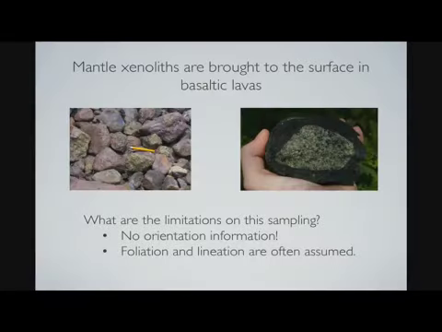Another way that we can look at samples, and so the limitation on looking at xenoliths, because xenoliths probably give us the best distribution spatially, in that there are a lot of places where you're getting xenoliths, especially if they're kimberlitic, they can come up from very deep. So some of the deepest mantle samples that we have available to us are those xenoliths and xenocrysts coming up in kimberlites.